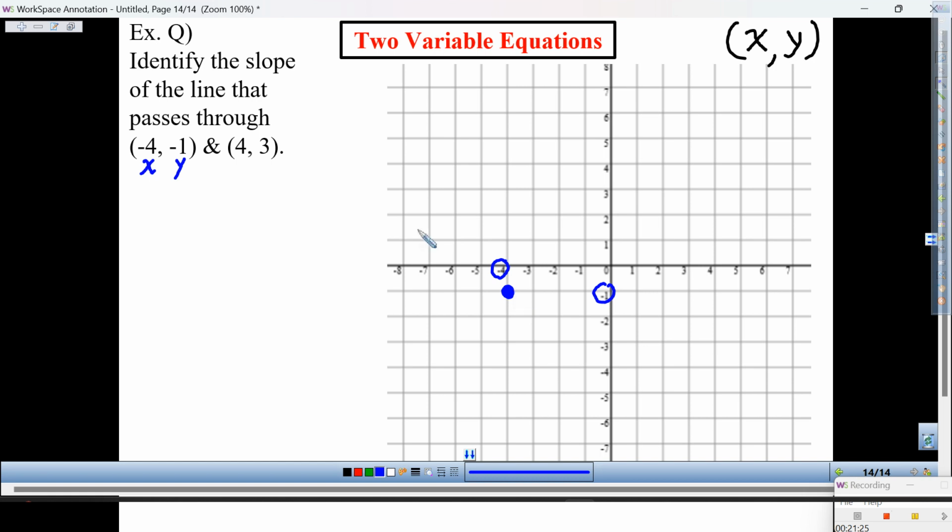Next, let's go to the second one. +4 of x, and +3 of y. 4 of x, +3 of y. Where do they meet up? Right there.